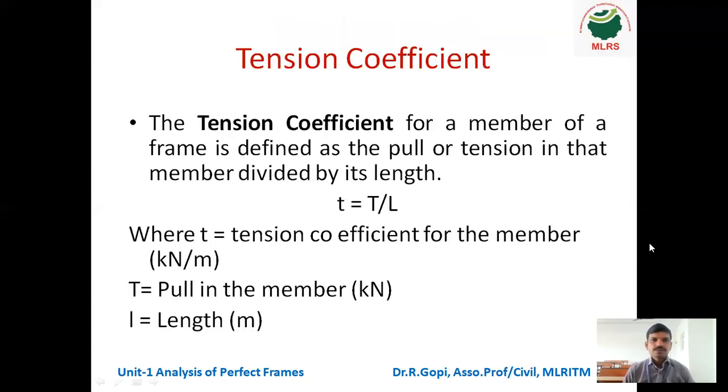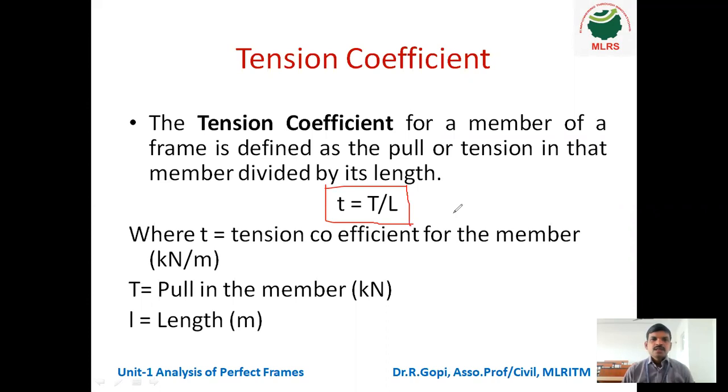What is meant by tension coefficient? Tension coefficient is a parameter. It is the ratio of the pull or tension in that member divided by its length, so it has unit kilonewton per meter. You can see this relation: small t is equal to capital T divided by L. Small t is the tension coefficient for the member, capital T is the pull, meaning the tension force in the member, and L is the length of the member.